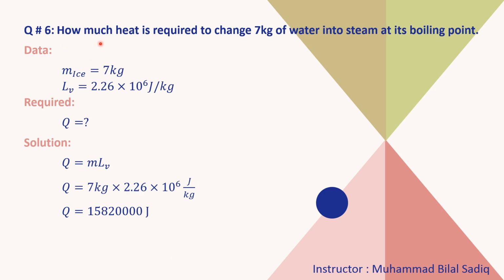Question number 6. How much heat is required? So you need to calculate the Q to change 7 kilogram of water. Mass is again given to you, that is 7 kilogram, into steam. So you need to convert it again into steam. So phase change is again involved at its boiling point. So latent heat of vaporization is 2.26 into 10 to the power 6 joules per kg. The formula that you will be using is Q is equals to M L V. Putting the values, you will get the answer that Q is equals to 1.6 into 10 to the power 7 joules.